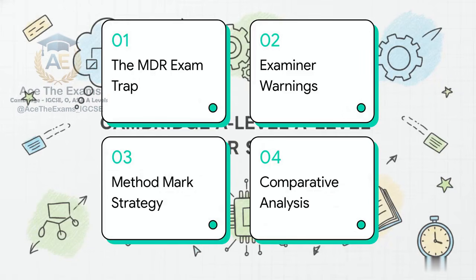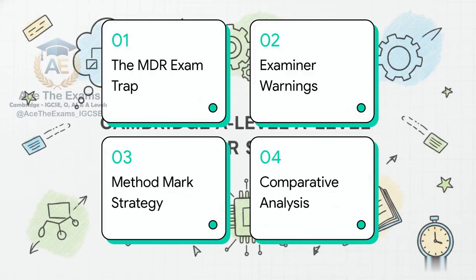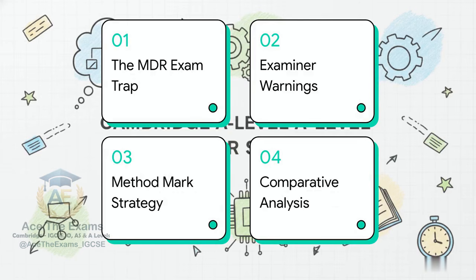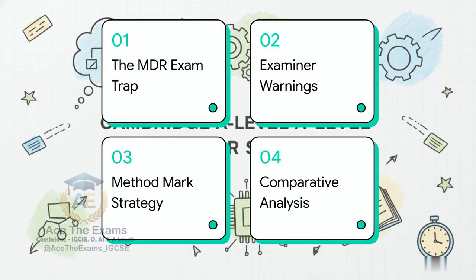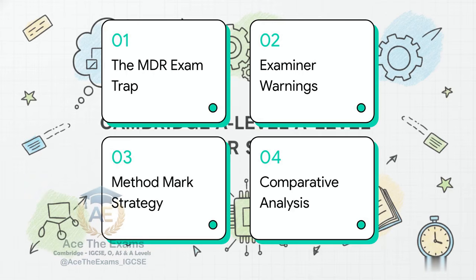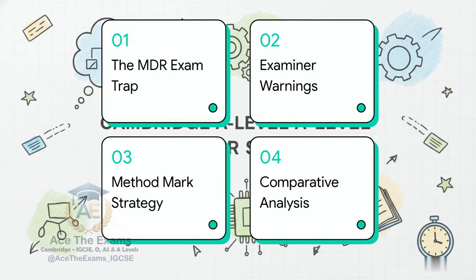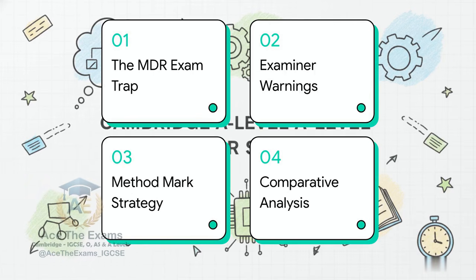So, here is our roadmap for today's session. Remember, we are working backwards from exactly what those examiners want to see. First, we'll uncover the MDR exam trap that catches out students like Alex. Second, we're going to break down the top 3 examiner warnings so you know exactly what pitfalls to avoid. Third, we'll implement the method mark strategy to ensure you're banking points at every single step. And finally, fourth, we'll look at mastering comparative analysis, which is the secret sauce for securing those top-tier grades. Let's get right into it.